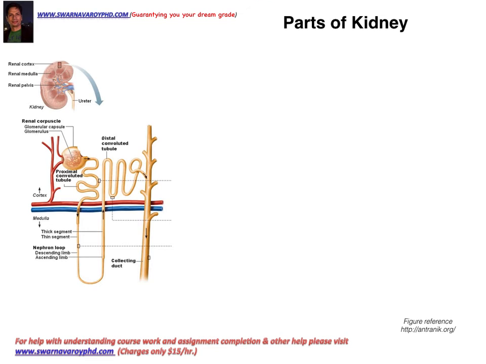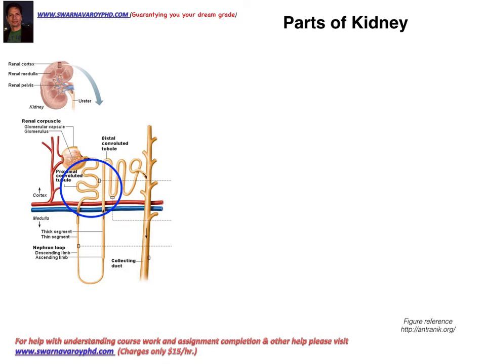Now, first let's briefly talk about the different parts of the kidney. The kidney has two parts, the outer cortex and the inner medulla. And as you can see, this is the nephron, and the nephron is distributed between the cortex and the medulla. Most of the nephron lies in the cortex. Just 10% of the nephron, which includes the loop of Henle, is present in the medulla, but the rest lies in the outer cortex.